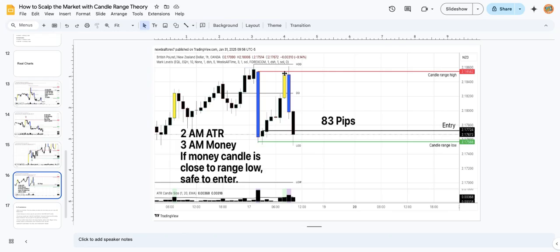Once it reaches that top of the range, guys, you're done. Get out. It's over. Okay, trade is done. You're good to go. You have won for the day.